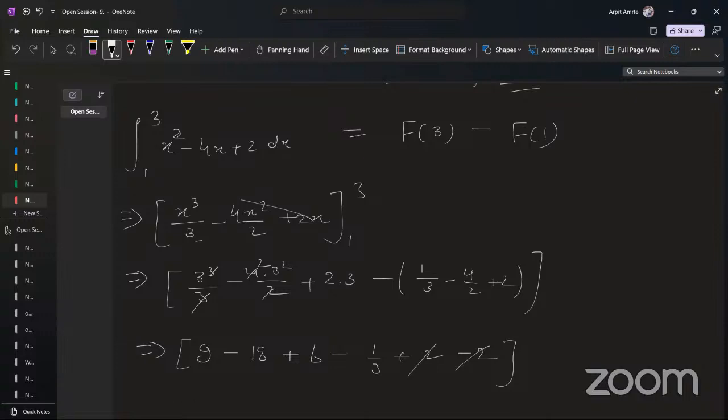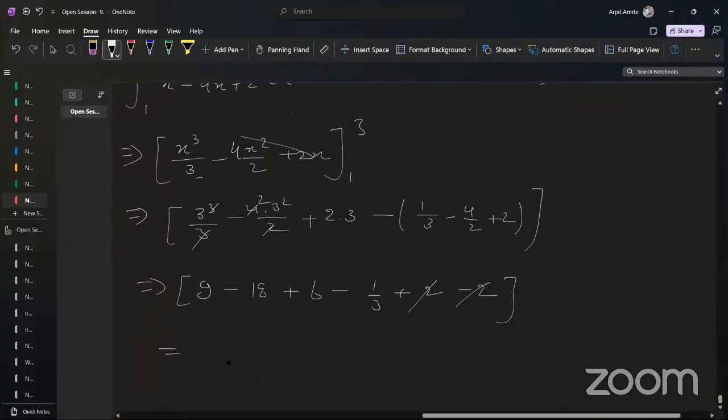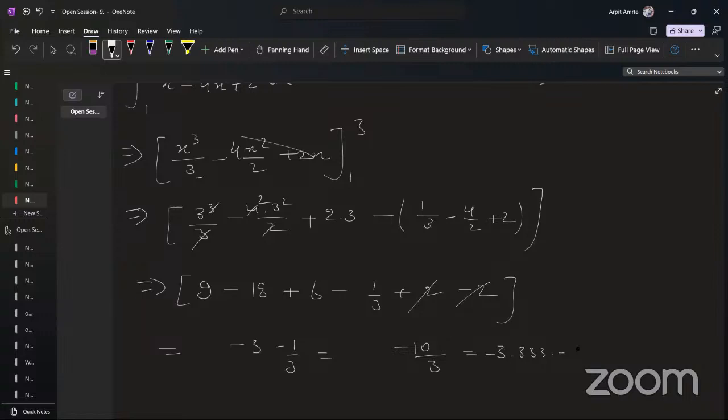Here, what will we get? Further, 3 minus 9 minus 9 plus 6. Minus 9 plus 6 is what? Minus 3. Minus 3 minus 1 by 3, which is what? 3 3s are 9, minus 1, minus 10 by 3. This is something like minus 3.3333. Easy?